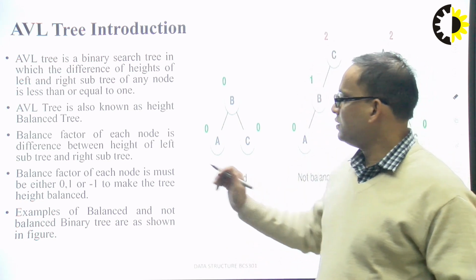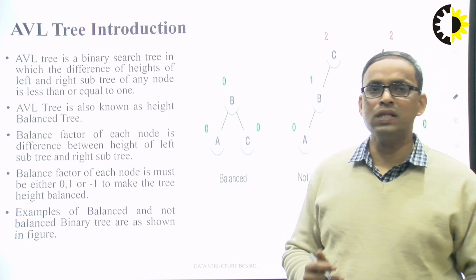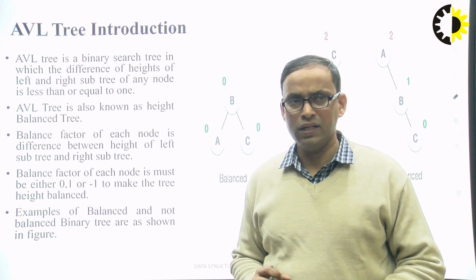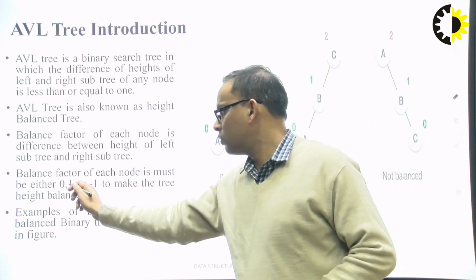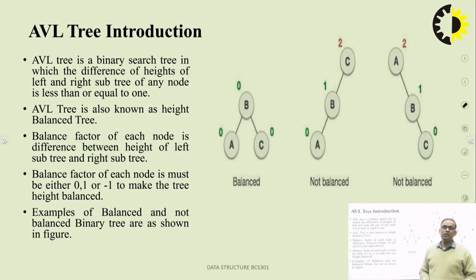And in the last, we will calculate the balance factor of each node. Balance factor of each node is calculated by considering the left subtree height and the right subtree height, and we subtract them. If the balance factor of that particular node is 0, 1 or -1, then we say that that tree is an AVL tree. The example of an AVL tree is shown in the figure.